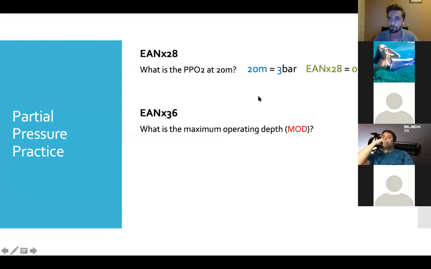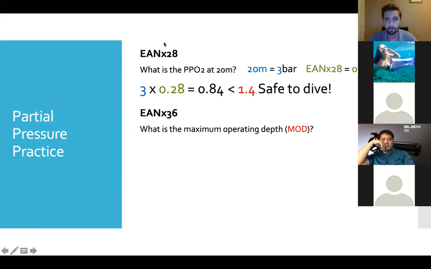And we know that the oxygen percentage is 28%, or 0.28. Now all we need to do is multiply that together and we get 0.84. So the partial pressure of oxygen at 20 meters would be 0.84, which tells us that it is less than 1.4, which is that limit we discussed, so it is safe to dive, right?